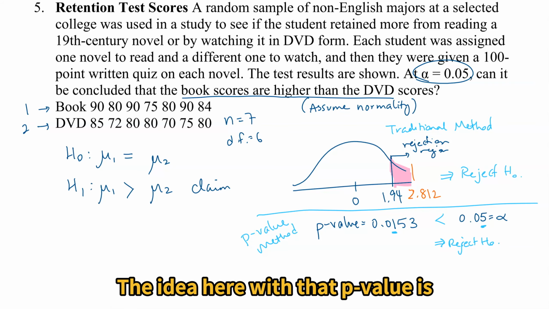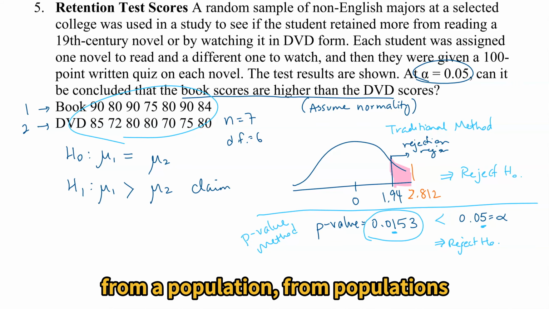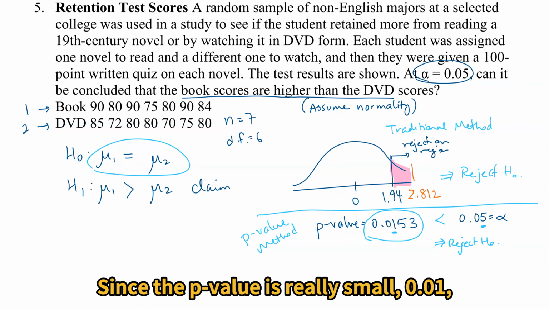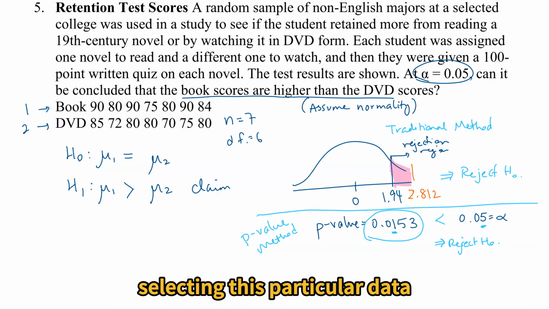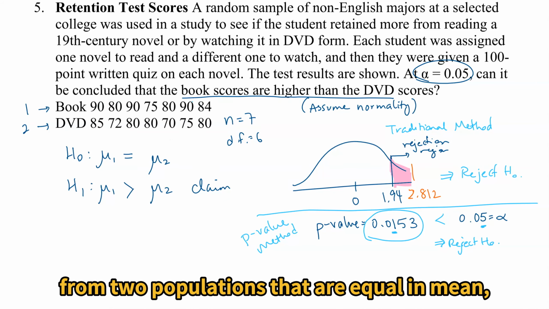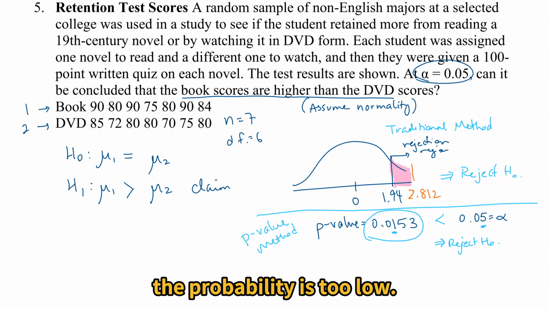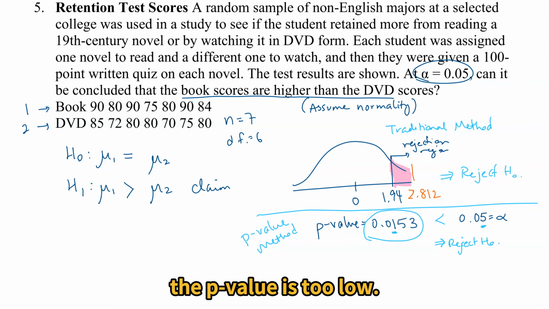The idea here with that p-value is this is the probability that I select a sample from populations where the means are equal. Since the p-value is really small, 0.01, I have a 1% chance of randomly selecting this particular data from 2 populations that are equal in mean, that have equal means. That p-value is too low, the probability is too low, so I would reject the null. It can't be the case that the means are the same, since the p-value is too low.